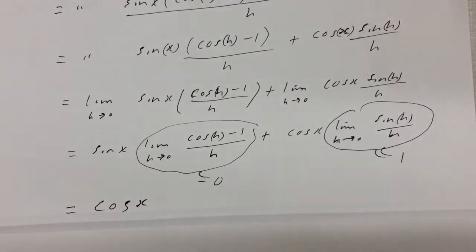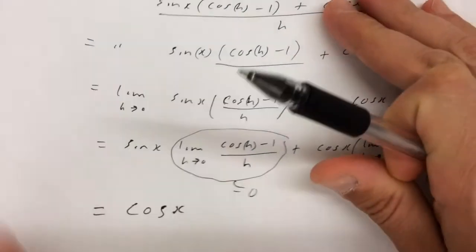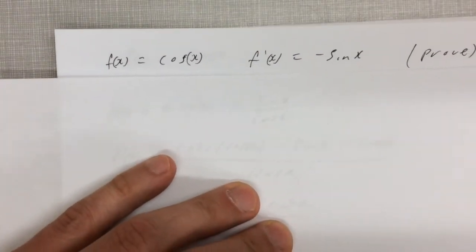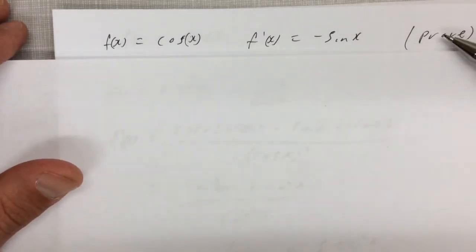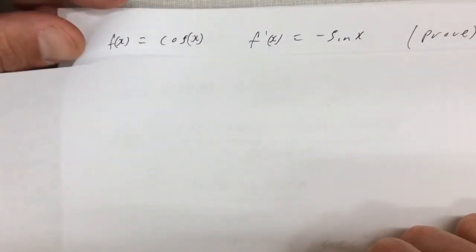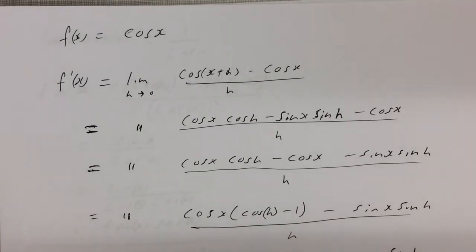Now, for f of x equal to cos of x, the derivative conveniently ends up being negative sine x. So not sine x, but negative sine x. And you should be able to prove this using the same method that we did the last one. Okay, in fact, I'm just going to flash the proof here for it. So this is for cos of x.